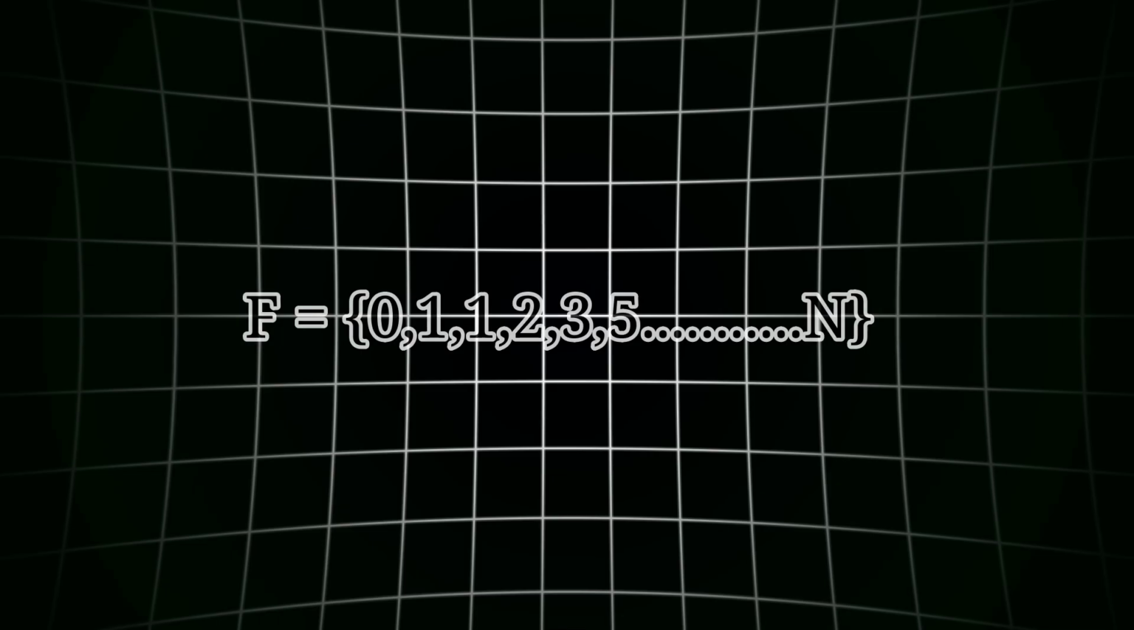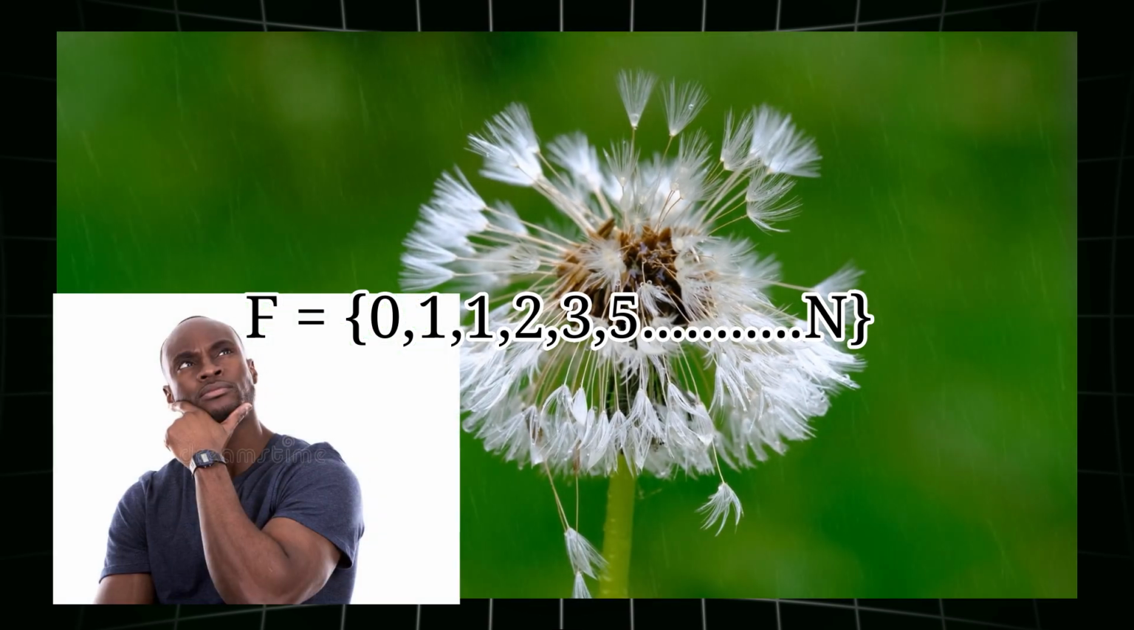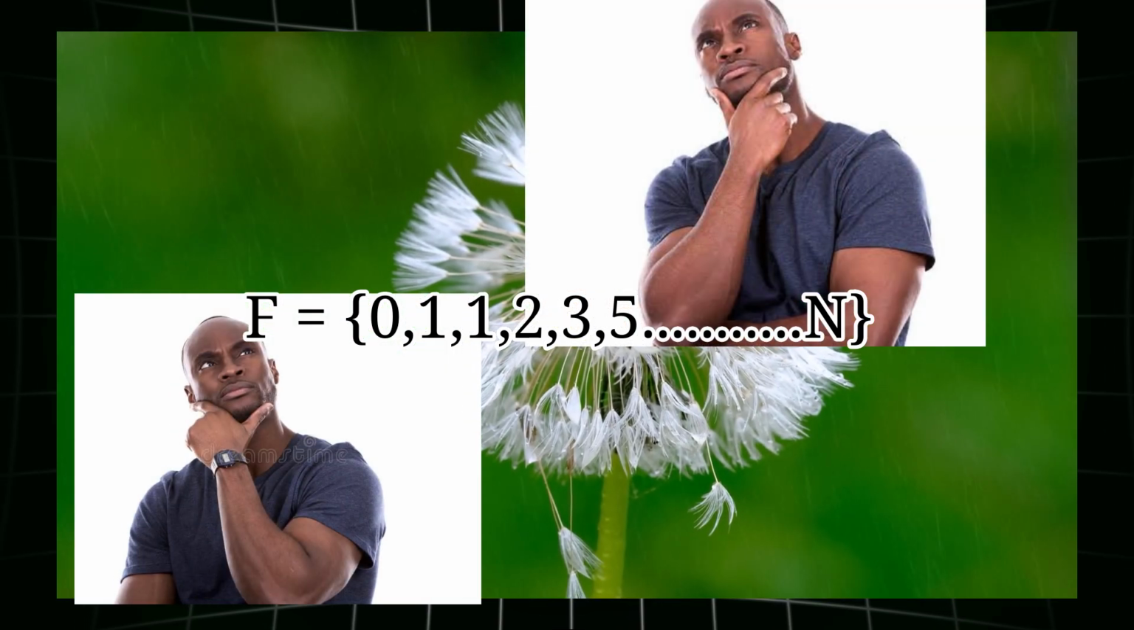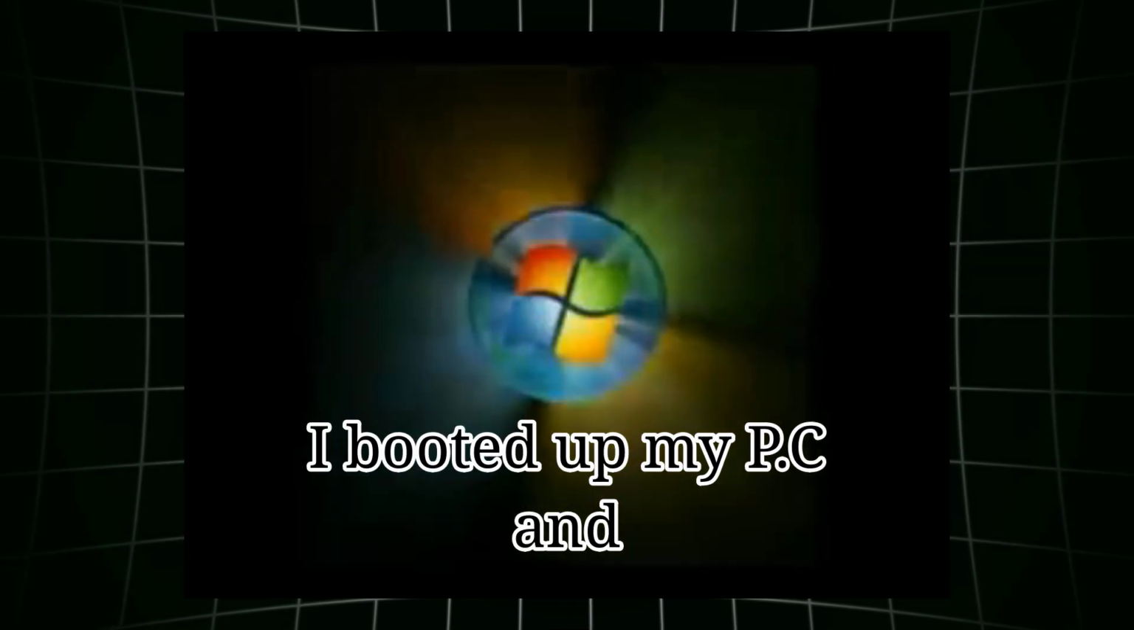I stumbled into the Fibonacci sequence while watching a video on seed dispersal, and I thought, generating this should be easy, right? Oh, how wrong I was. I booted up my PC and opened up Godot.